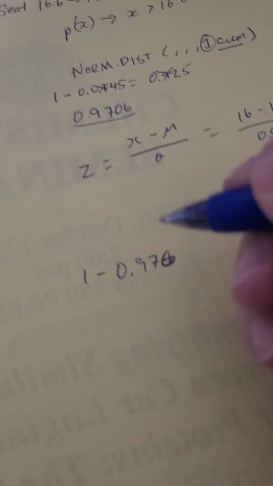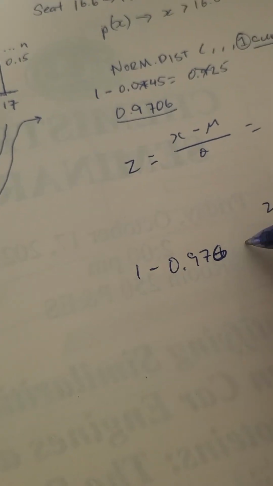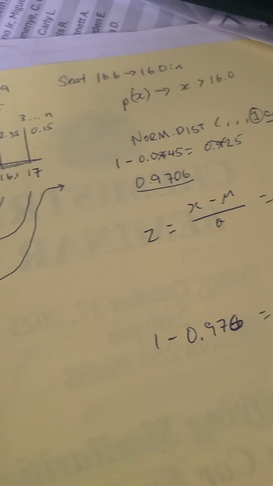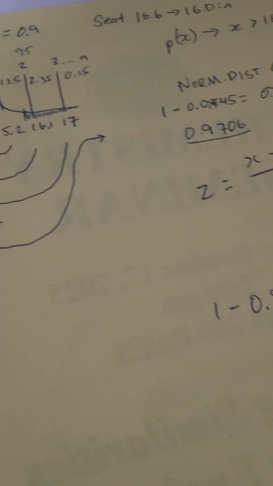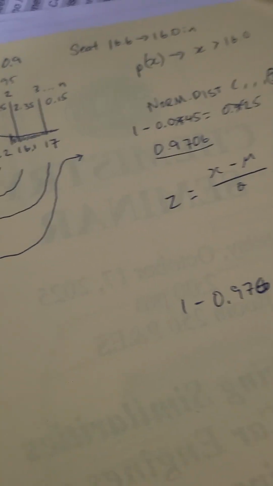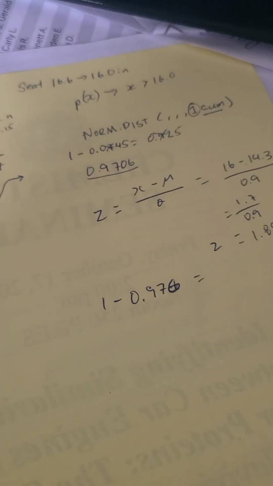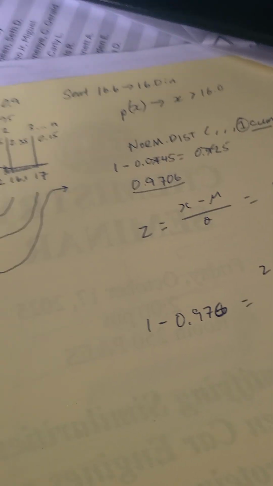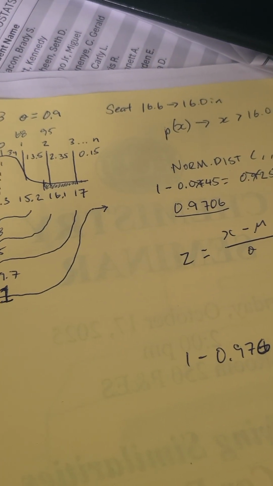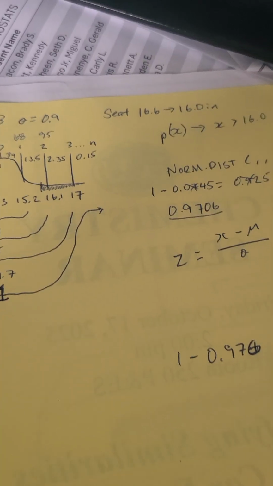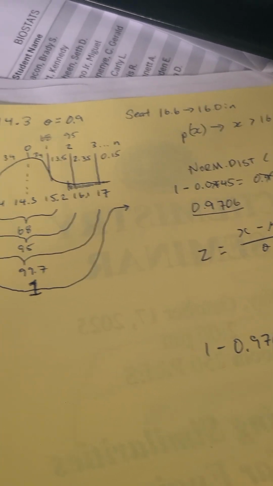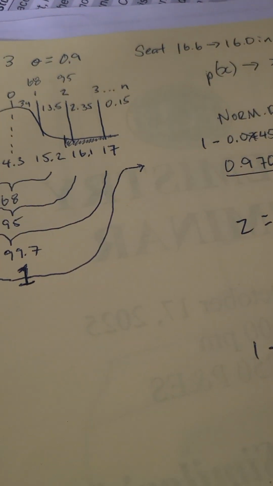So now we have to take 1 and subtract it. And what is that? Get out the old calculator, trying to do this as quick as I can. 1 minus 0.976, 0.024.